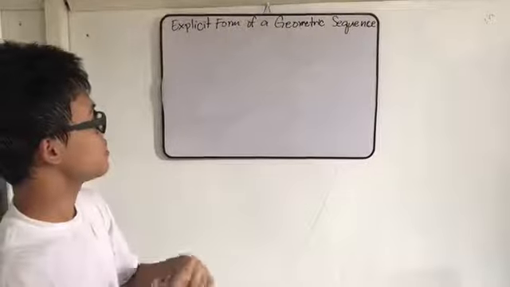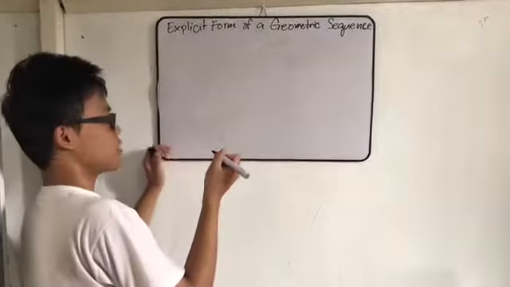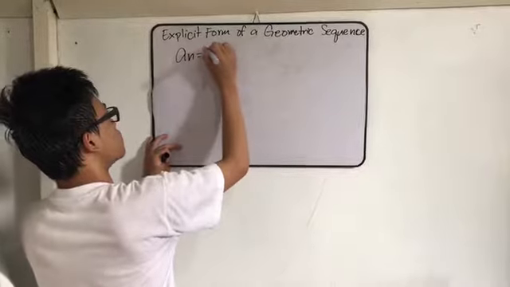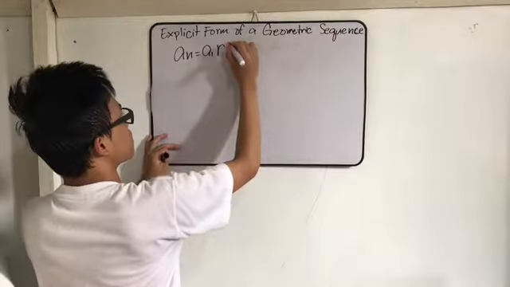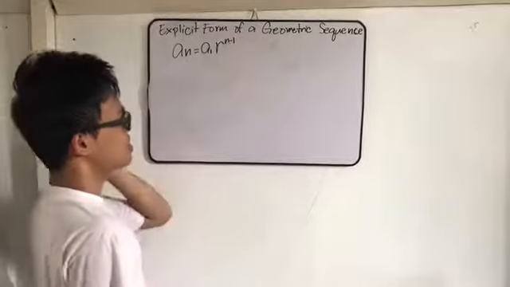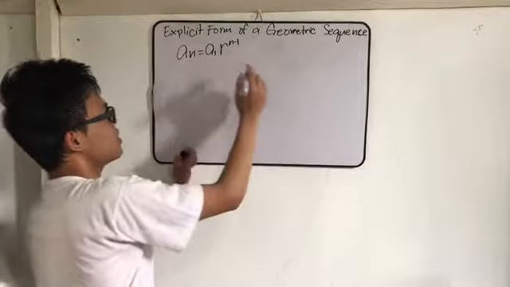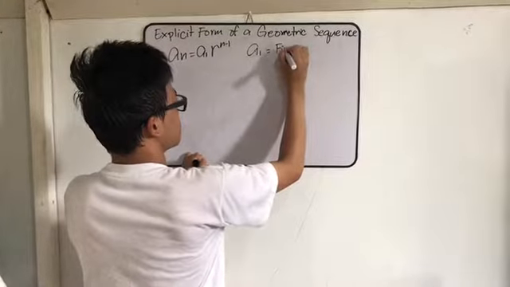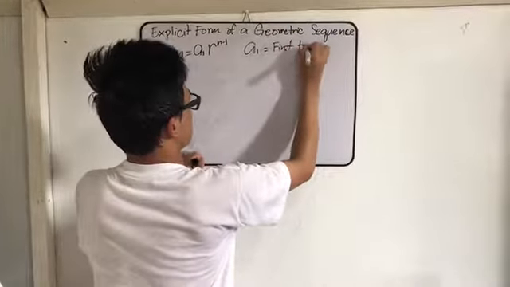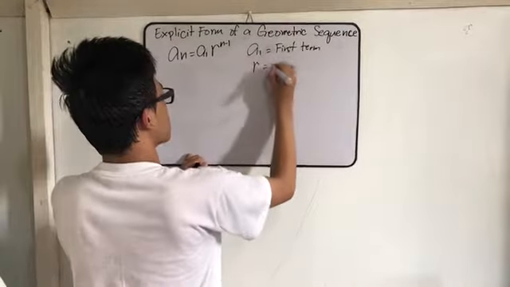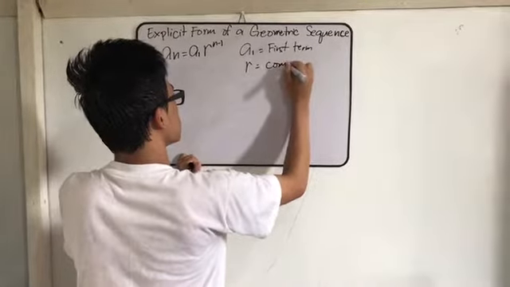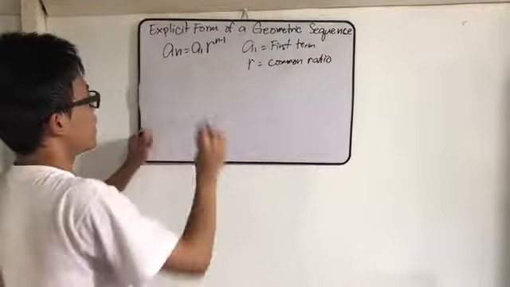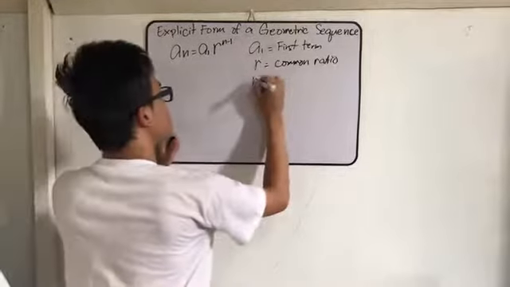So next is the explicit form of a geometric sequence. The explicit form of a geometric sequence is a_n = a_1 r^(n-1). So in this formula, a_1 is the first term, r is the common ratio, and n is the nth term.